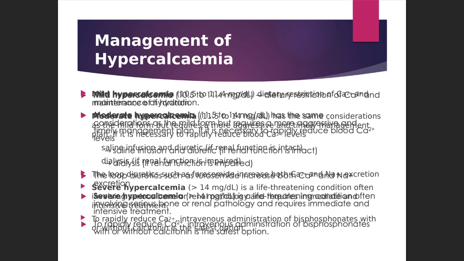The next thing is the management of hypercalcemia. How do we manage the excess of calcium in the body? Mild hypercalcemia is where the level is more than 10.5 milligram per deciliter, and can range up to 11.4 milligram per deciliter. Here, dietary restriction of calcium and maintaining hydration are used. Whereas moderate hypercalcemia is where it is more than 11.5 up to 14 milligram per deciliter.